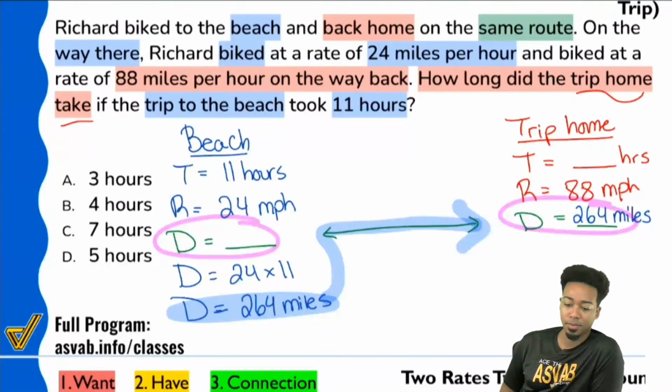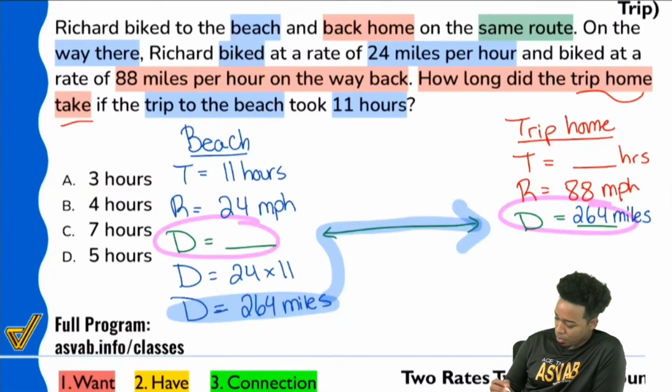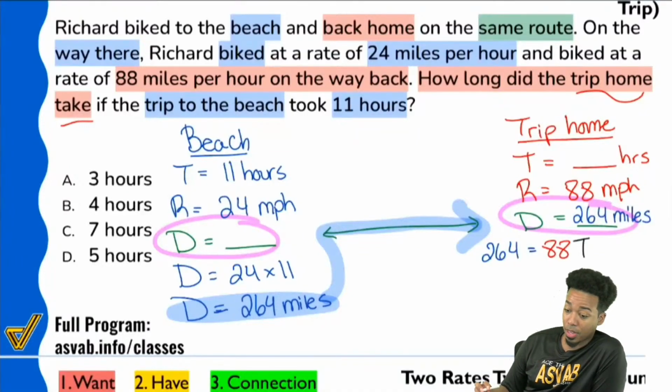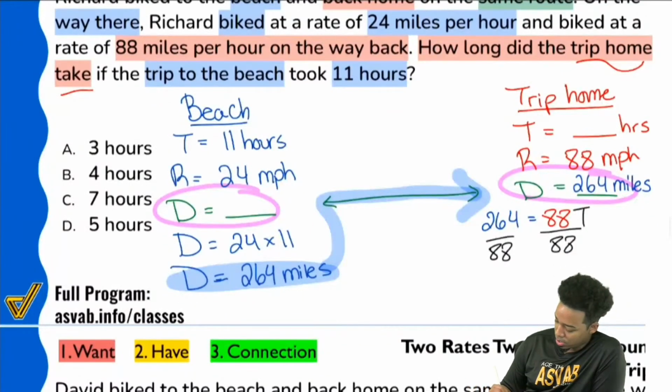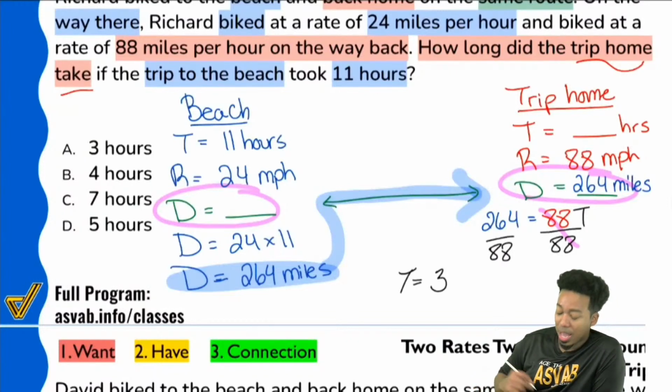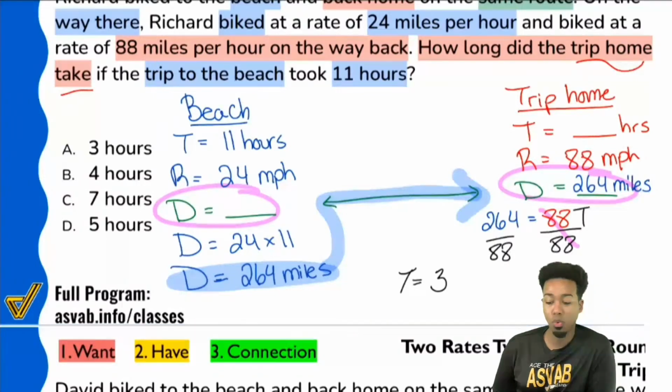Plug that right in. So now that we have that, we're good to go. Plug in your distance, your 264, equals your rate, which is 88, times the time that you're looking for. Now that you have that, bam, divide both sides by 88, and what we receive is right here. That cuts out, and our time is 3. 88 goes into 264 3 times.